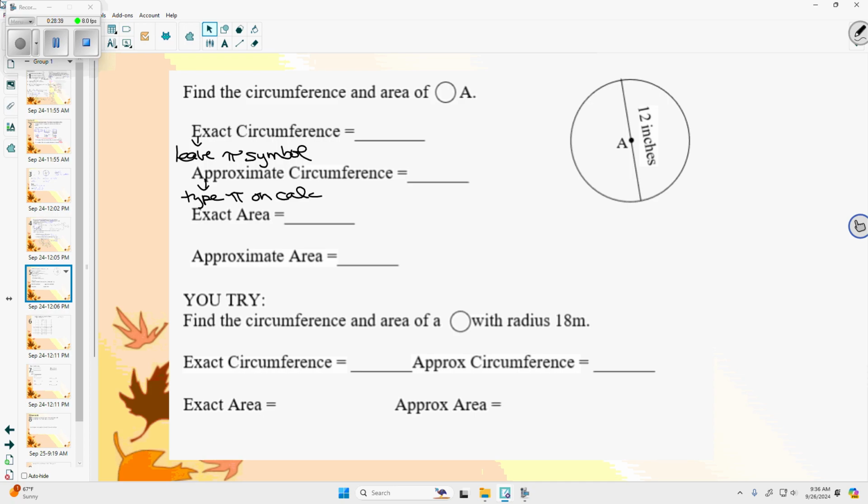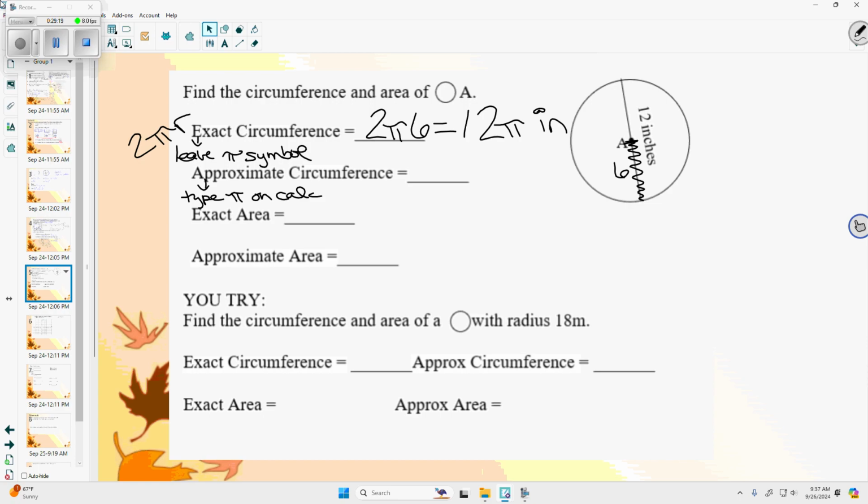Formula for circumference we said on the front page was 2 pi r. What's our r? 6. Nice. You had the diameter there. Radius is just half of it. So I need to do 2 times pi times 6. If I'm doing exact, I don't type the pi in my calculator. What's 2 times 6? 12. Sorry, I heard a 30 something. And circumference is like perimeter, so we leave it with just inches as its label.